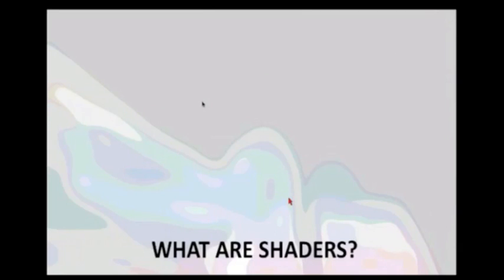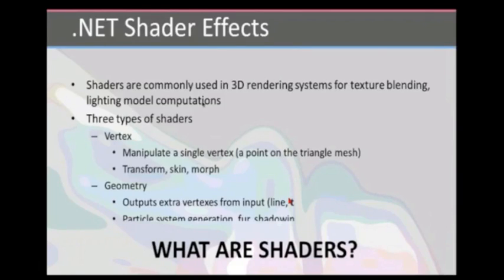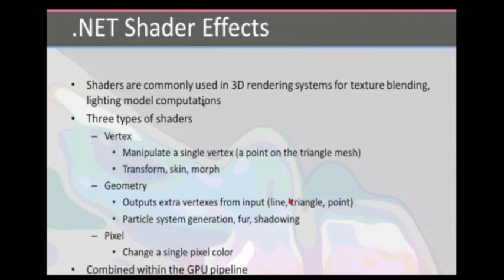All right, so what exactly are shaders? Shaders in the desktop world are effects that are applied. Originally they came from 3D rendering systems, and they were applied for things like texture blending and lighting model computations. Over the last 10 or 12 years or so, they've been modified in many different ways. Most modern movies that you go to have some sort of shader playing in the background if there's any sort of effect inside the movie.